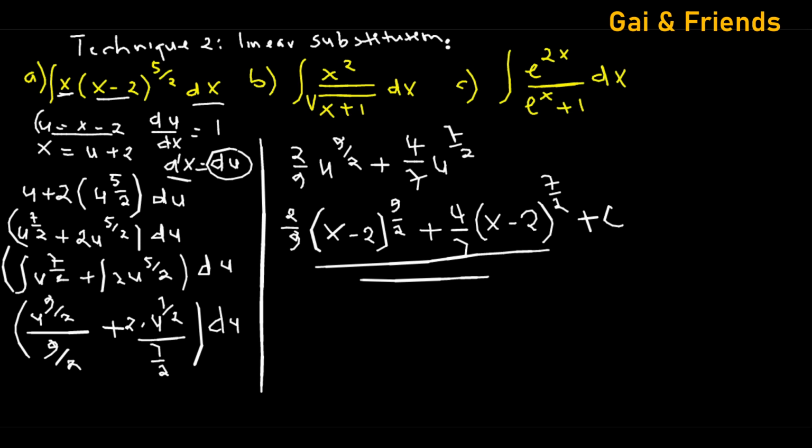Now let's go to the second problem. We can use the same technique in the second problem. Recognize that when you say your u is x plus 2 and you differentiate it, it doesn't give you x squared, right? And if you take u as x squared and you differentiate it, it doesn't give you x plus 2.